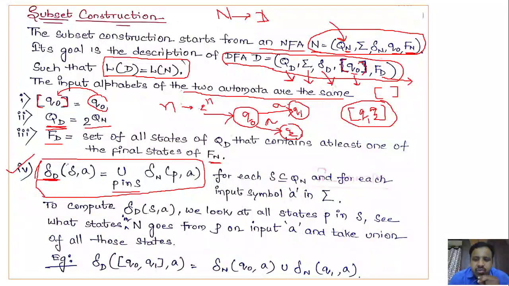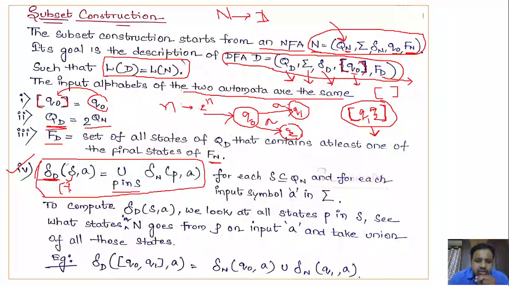So Q1, Q2 will be merged as a single state, and we are enclosing it in a square bracket, so that we are referring to this Q1, Q2 as a single state in the DFA. Okay, so how do we specify the transition for these states in the DFA? So how do we write delta D of S? So what is S here in this case? It is nothing but Q1, Q2.